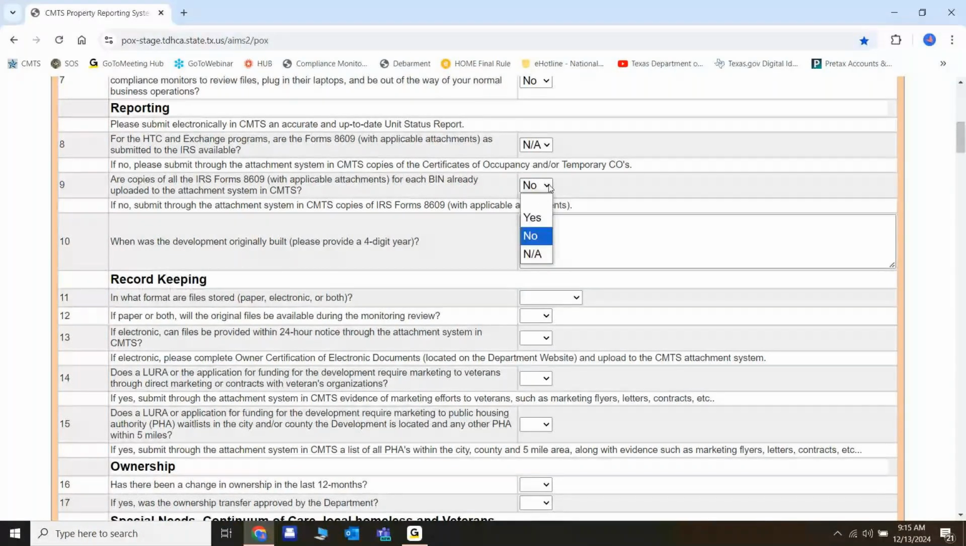Again, if you're just a program that does not have 8609s, so if you are any other program besides Housing Tax Credit and Exchange, you can either leave this blank or you can put NA. Totally up to you.